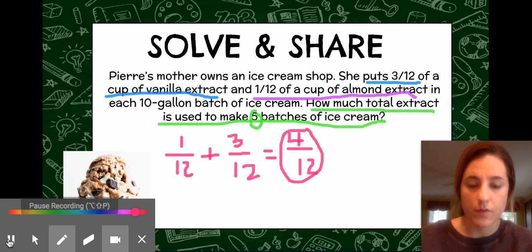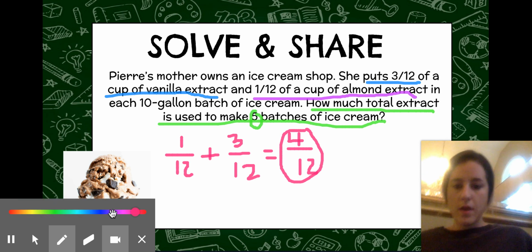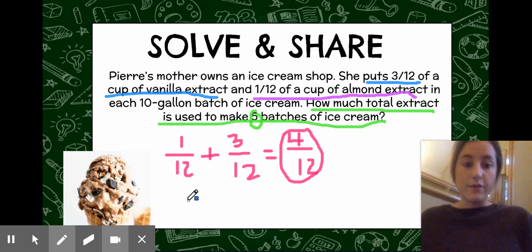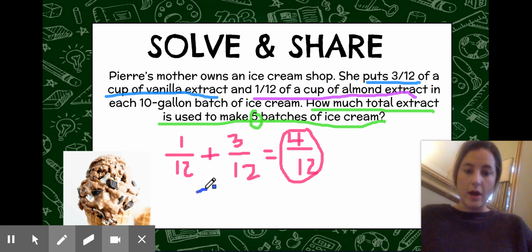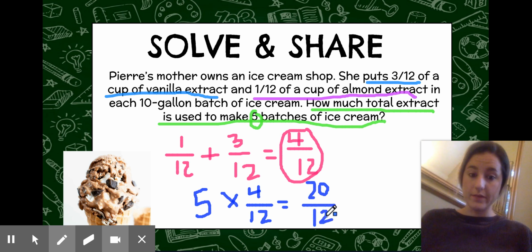there is 4/12. Okay, so now I see that I am making 5 batches of ice cream that need 4/12 of extract. So now I'm using my multiplication. My whole number is 5 times 4/12 of extract in each. When I multiply my numerators, 5 times 4 is 20/12. Okay, well, can't leave it like that.